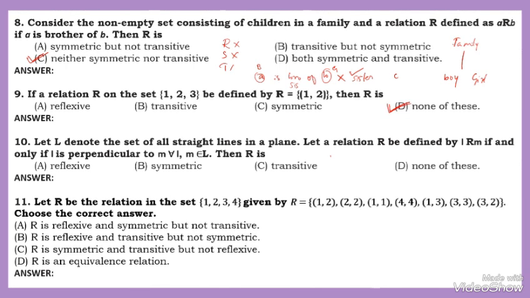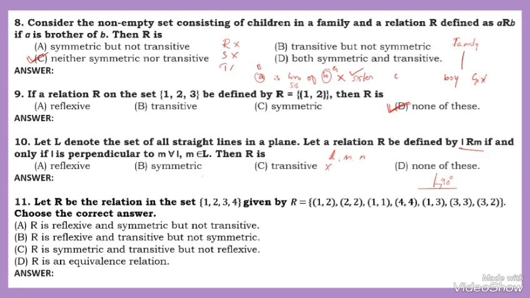Let N denote the set of all straight lines in a plane. Let a relation R be defined by L is related to M if and only if L is perpendicular to M. There are lines L, M, N; I will consider three lines. First, check the reflexive property. Perpendicularity exists when two lines are at 90 degrees. Here there is only one line, so the reflexive property does not hold.